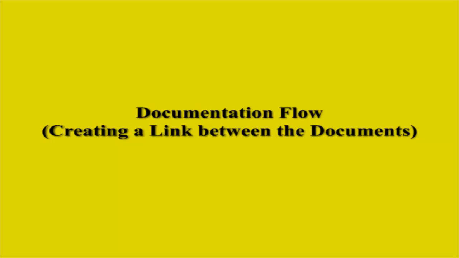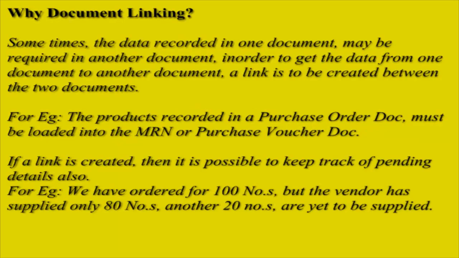Welcome to everybody. The topic for this session is documentation flow, that is creating a link between the documents. Sometimes the data recorded in one document may be required in another document. In order to get the data from one document to another document, a link is to be created between the documents. For example, the products recorded in a purchase order document must be loaded into the MRN or purchase voucher document automatically. If a link is created, then it is possible to keep track of pending details also.